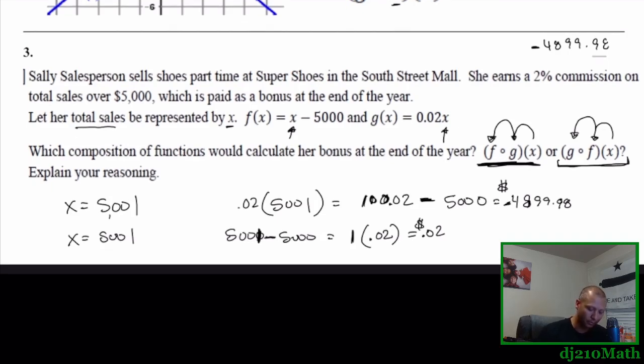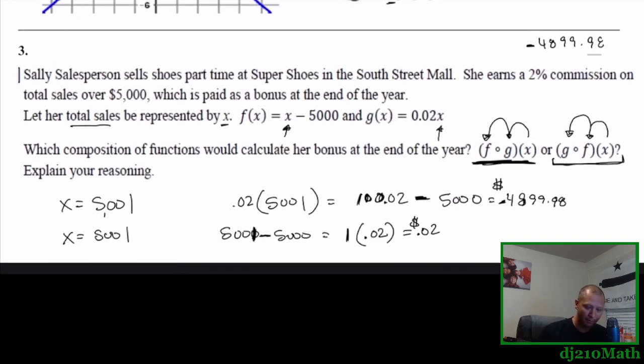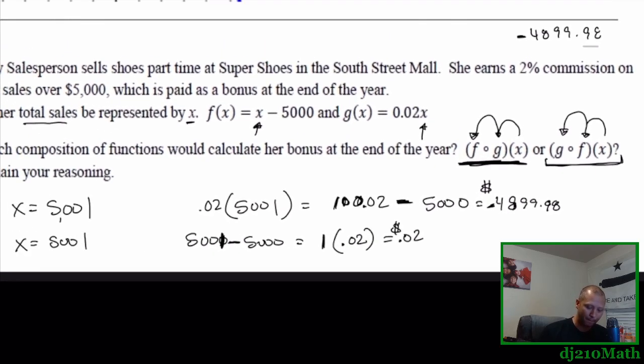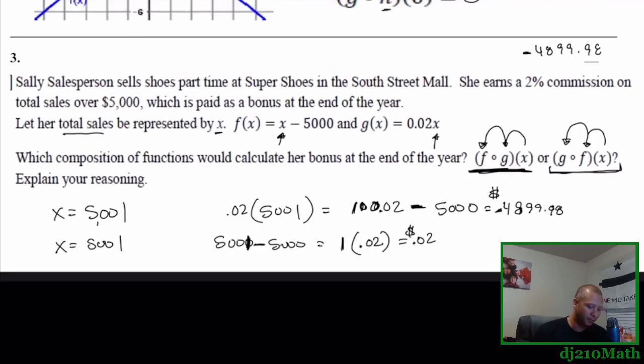So I think the explanation here is obviously the second one, because it fits the model, right? It fits the problem. The second one fits the problem. The first one did not, because calculating it the way that we did, we came out with a negative amount, and that just doesn't make sense. So I think it's the second one, g of f of x. I would bet money on this one.